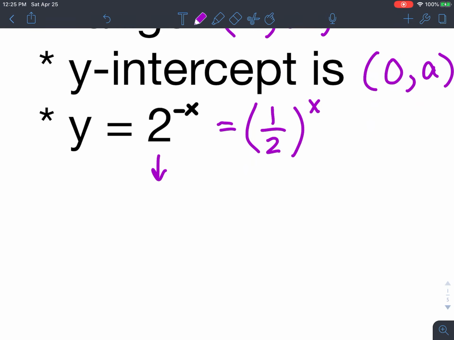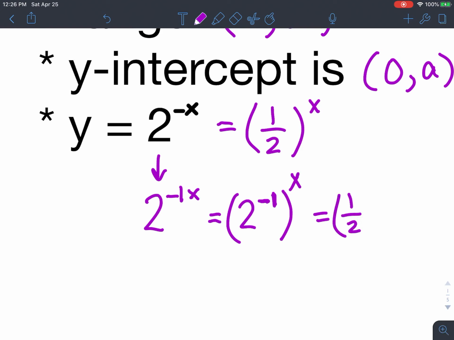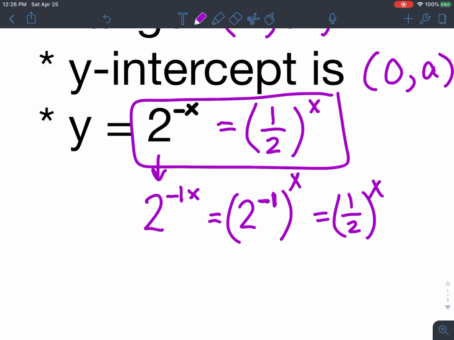And that's because 2 to the negative x could be written as 2 to the negative 1x. And that could be written as 2 to the negative 1 to the x, because power to a power you multiply. And 2 to the negative 1 is 1/2. So these are equivalent here.